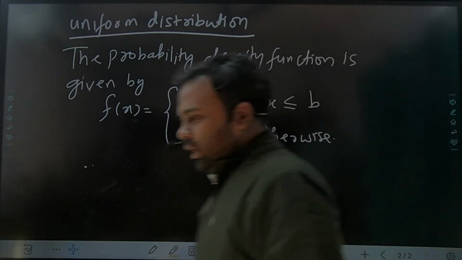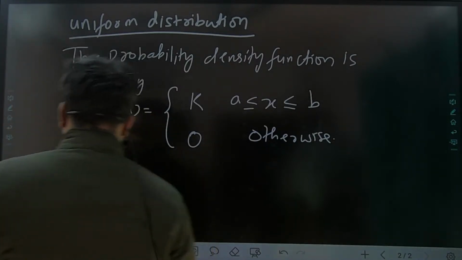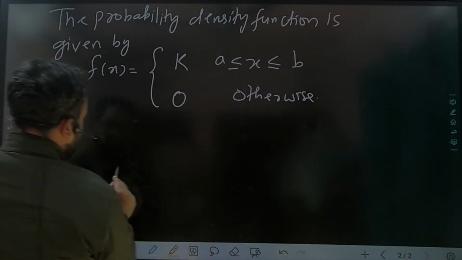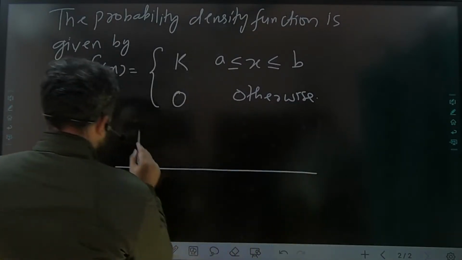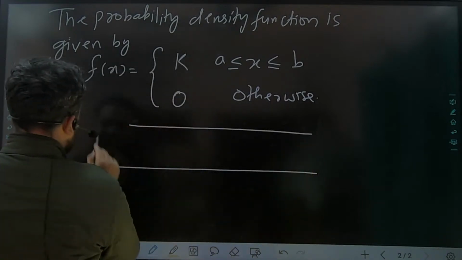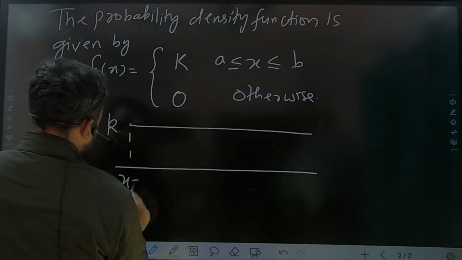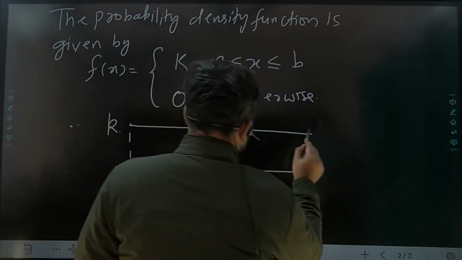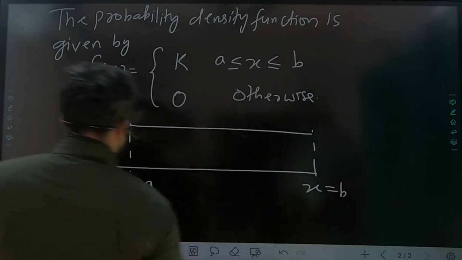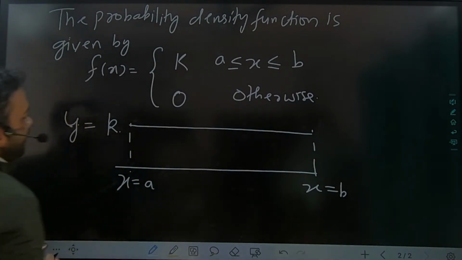So here we can work out. If I try to draw this, let's say this is my x-axis, and this is that constant value k. That is constant. So this is x is equal to a, and let's say this is x is equal to b. So this is y is equal to k, or f of x is equal to k.